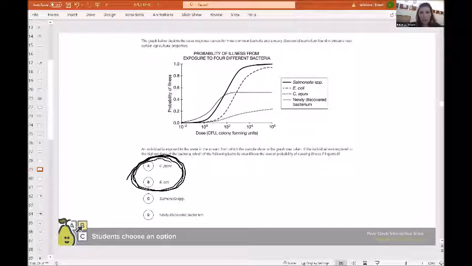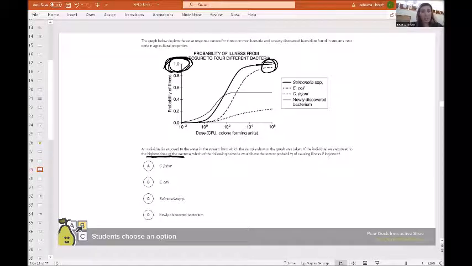So for Salmonella, if we're looking at the highest dose, right? If the individual was exposed to the highest dose, then that is a big problem for pretty much Salmonella and E. coli. That's probably going to be 100% of people are going to get sick. Now, with the newly discovered, right? Again, here's the highest dose. That's pretty much at that LD50. That's our cutoff. That's where we're going to think that's a toxic dosage, right? A lethal dose. So really the only one that doesn't get up to that sort of cutoff is this guy right here, C. jejuni. And so that is A.